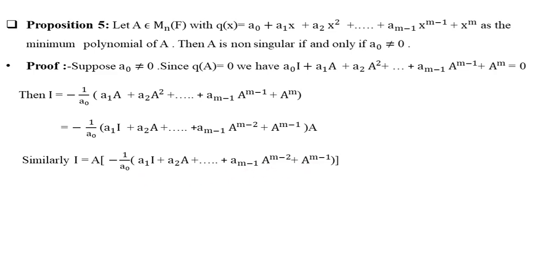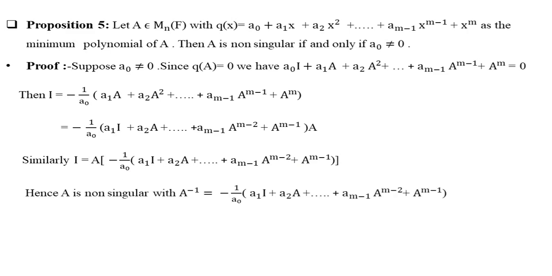So hence A is non-singular with A inverse equal to minus 1 by a naught of a1 I plus a2 A etc. up to A power m minus 1. So we have proved that if a naught is not equal to 0, then A is non-singular. So one part of the theorem is proved.